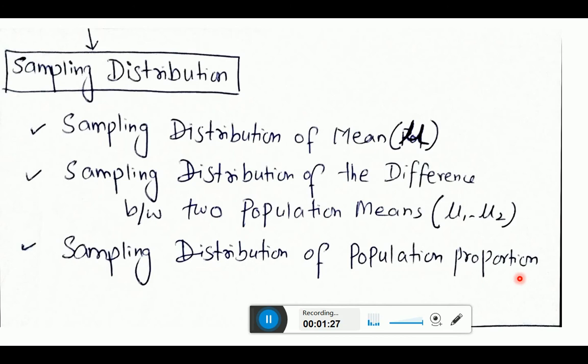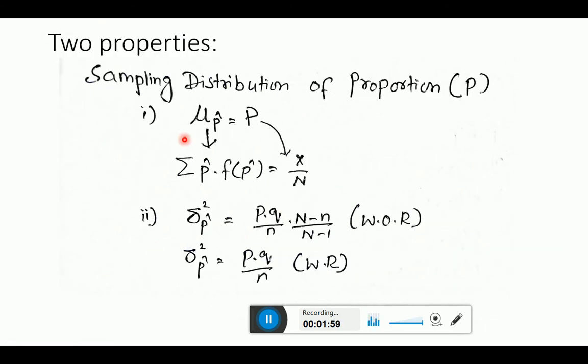Here we are talking about p, the next parameter. Again we will discuss the sampling distribution of proportion p, and its two properties, mean and variance. So today we are discussing the last part of sampling distribution, that is the proportion's sampling distribution and its properties, mean and variance. Already you know that we have discussed the mean and variances, so again we are going to study the two properties, number one, mean, and number two, variance.